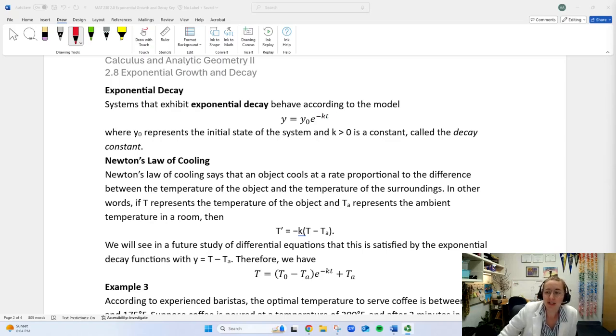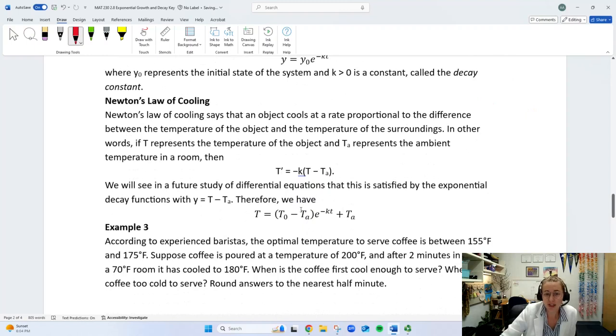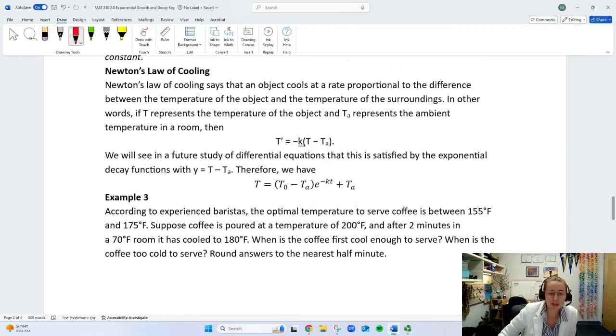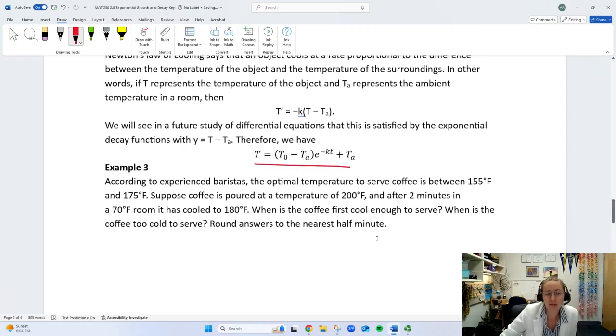And our k value would actually be negative there, so we call that a decay. Graphically, it also makes sense. It's looking something like this. Newton's law of cooling actually has to do with that exponential decay that we have right there. So I'm going to take this equation and we're going to look at our problem right here.